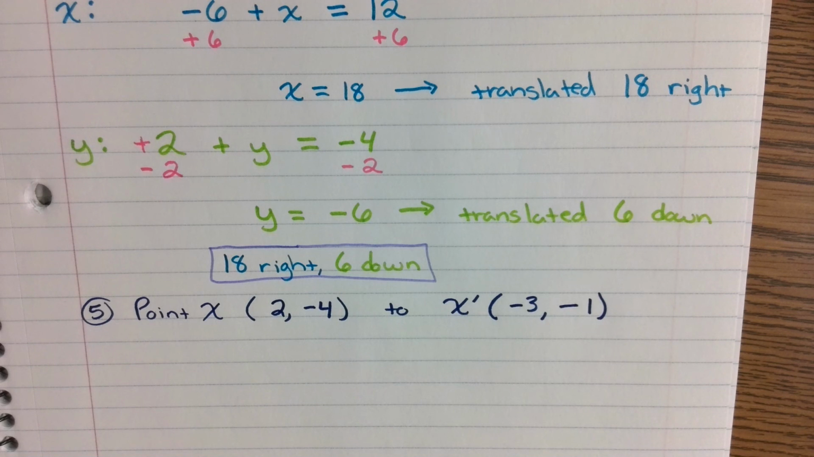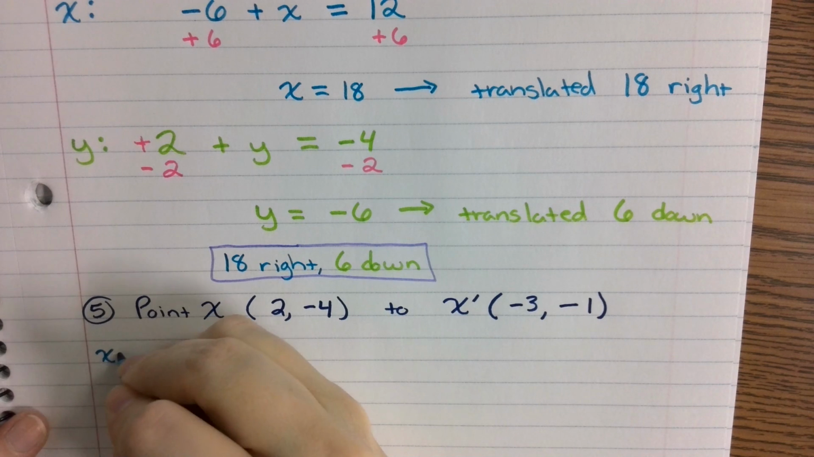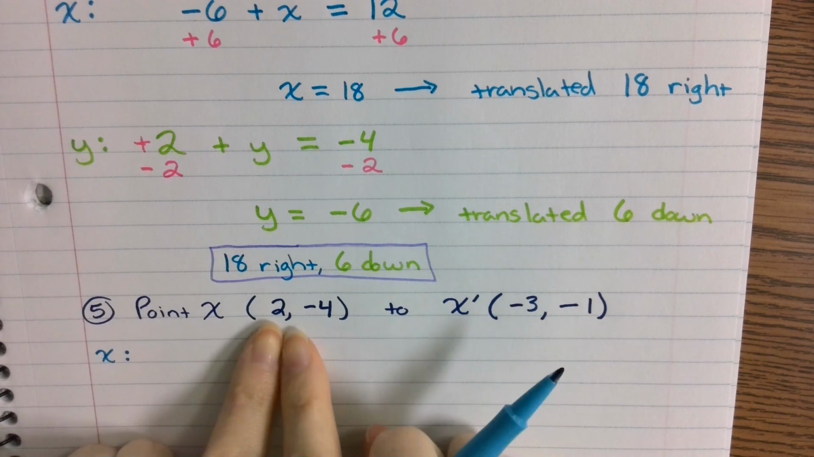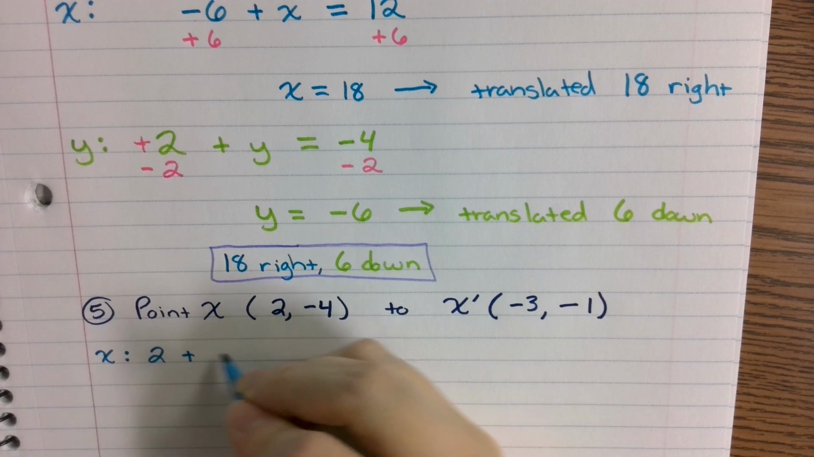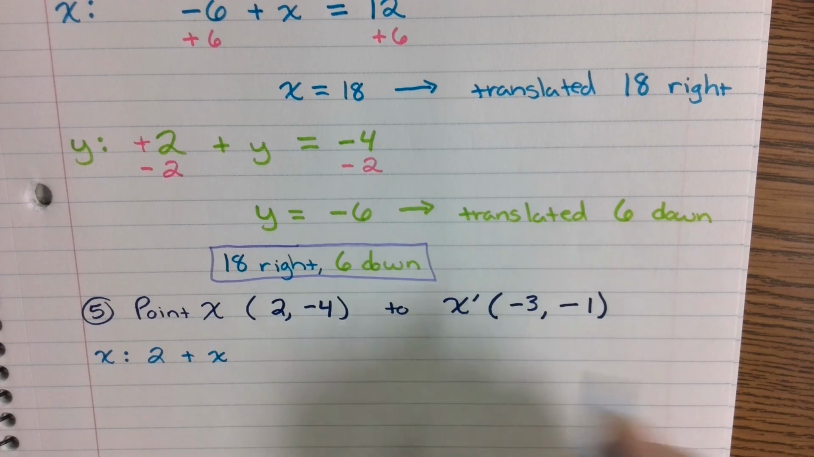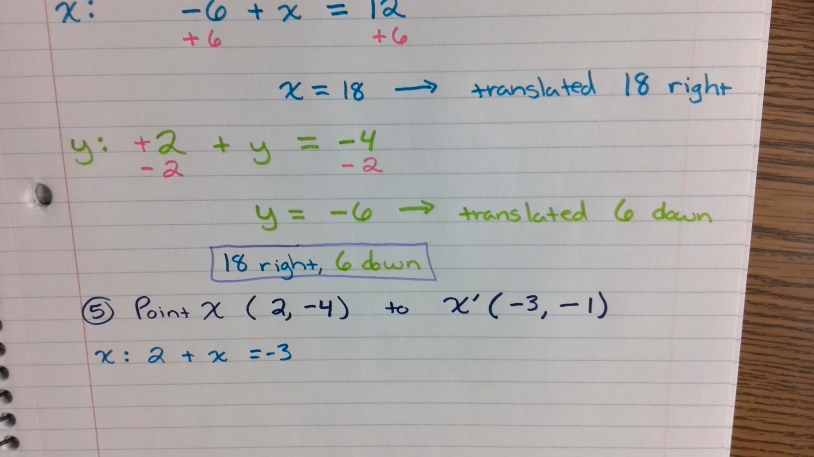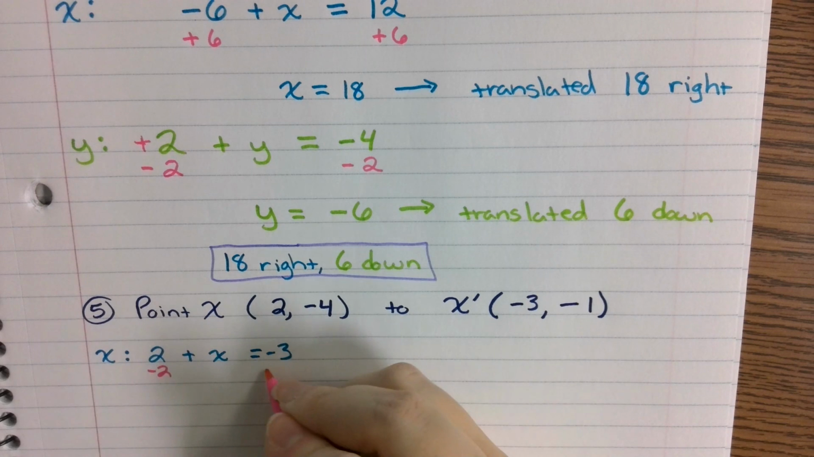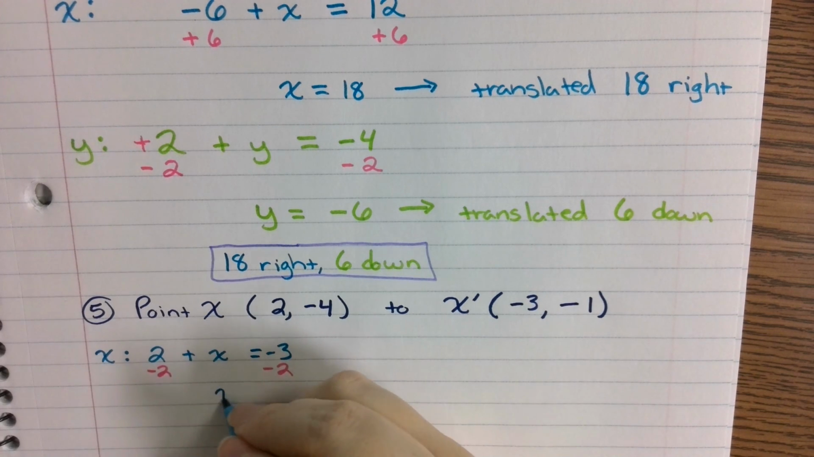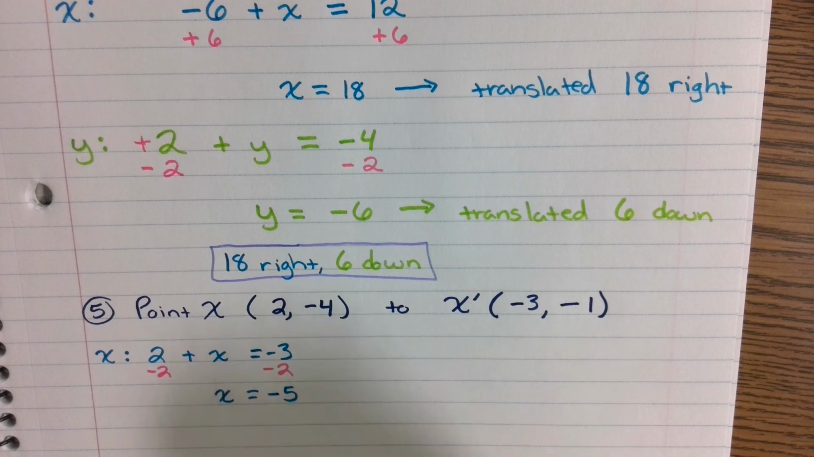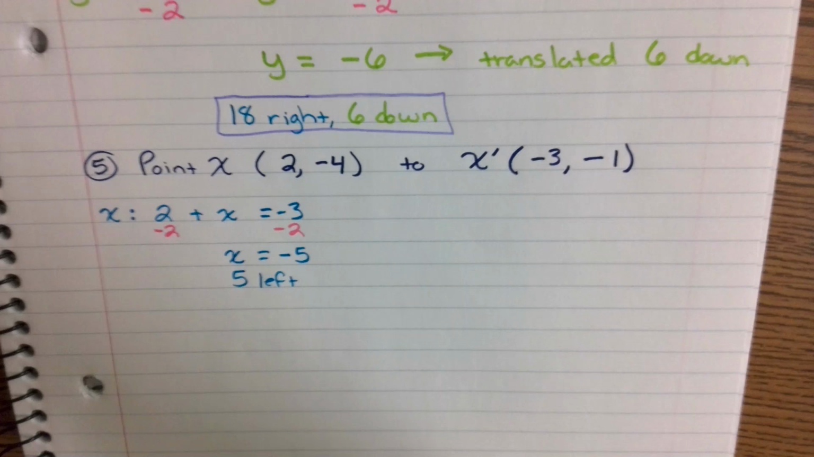All right, let's go over this one. So for here, starting with our X, I know I'm going to start at 2. I have to add some form of X value to get to -3. So in order to get X isolated, I'm going to subtract 2 from both sides. And that's going to give me X equaling a -5. So that means that I went 5 to the left. Because of the fact that it was negative, I went 5 units to the left.